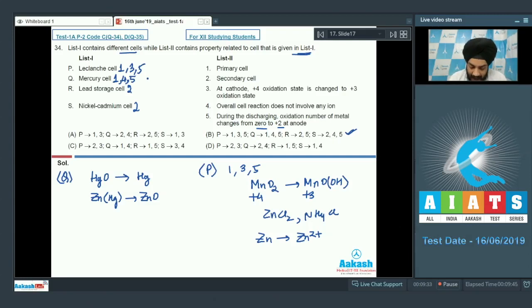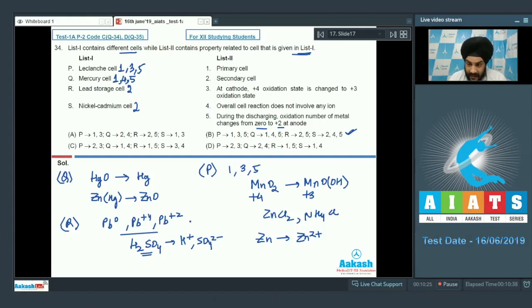If you look at the R option now, which is the lead storage cell, we've already seen that it is a secondary cell. If we talk about the third, fourth and the fifth option now, at the cathode, +4 oxidation state is changed to +3 oxidation state. This is incorrect, students. In the lead storage cell, there are lead present in state 0 and lead present in +4 and lead present in +2. So there is no species having oxidation state of +3. So 3 will not be a match. If we talk about the fourth option, overall cell reaction does not involve any ion. This is incorrect, students. There is H2SO4 used as electrolyte in the system. So there are H+ ions present in the system as well as sulfate ions present in the system. So 4 will not be a match, students.